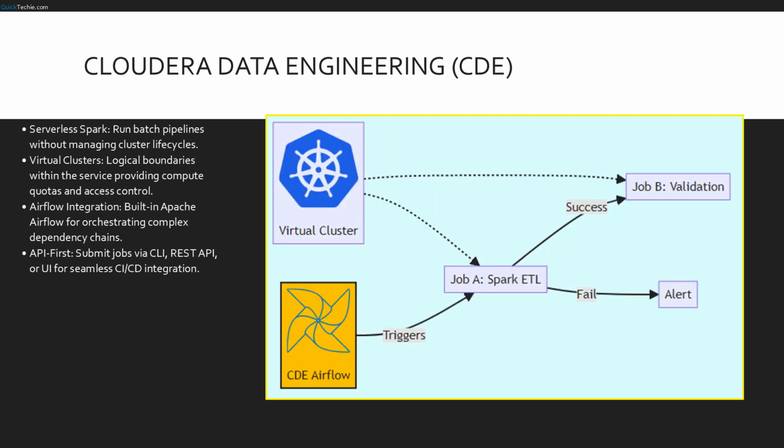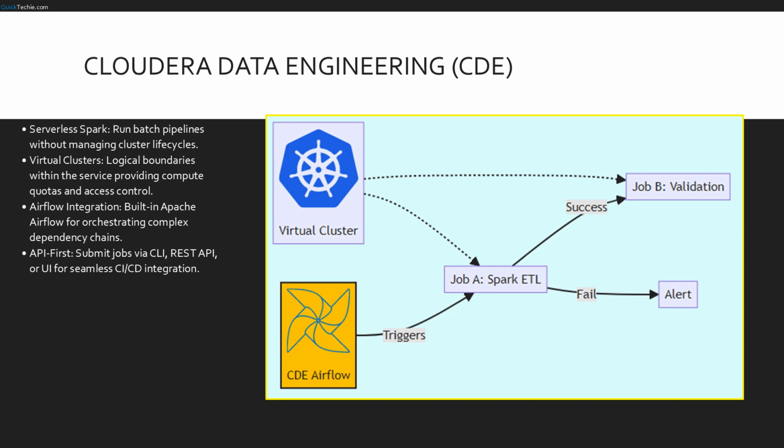Next is Cloudera Data Engineering, or CDE. This service modernizes Apache Spark workloads. Instead of managing a permanent YARN cluster, CDE allows you to define virtual clusters. A virtual cluster is a quota-managed slice of the underlying Kubernetes environment. You submit Spark jobs to it, and CDE provisions the executor pods on demand. CDE also embeds Apache Airflow, allowing you to orchestrate complex pipelines like running a Spark job, then triggering a data quality check natively within the service. It is API first, making it ideal for integrating with your enterprise CI/CD pipelines.